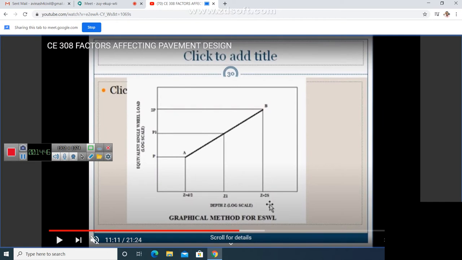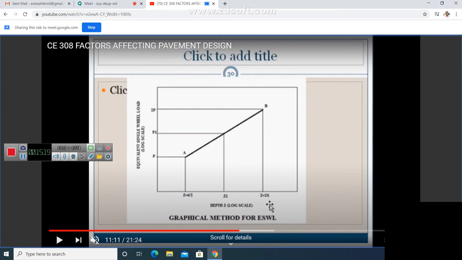Now this is our area of interest, between z is equal to d by 2 and z is equal to 2s. It will take a load between P and 2P. So if Z1 is the depth, on the log scale, you take this point Z1, and from Z1 you erect a perpendicular to the curve, and from this point you draw a line to the y-axis. You will get one value corresponding to P1. This is how you interpolate for any intermediate depth.